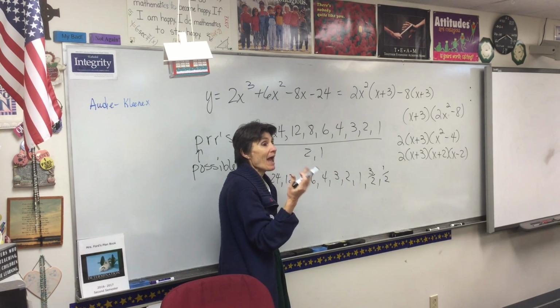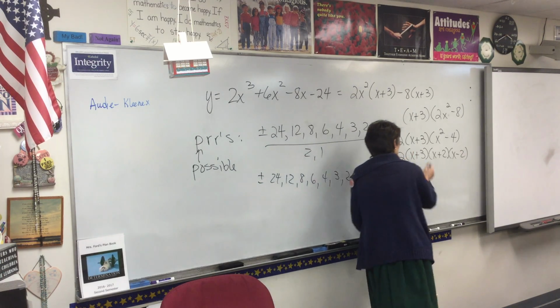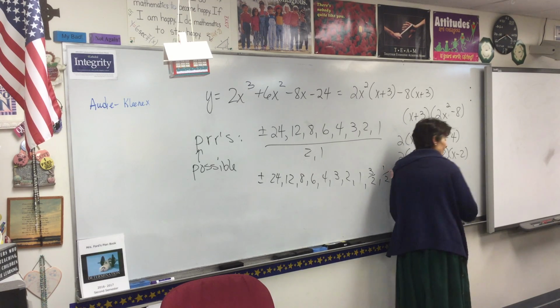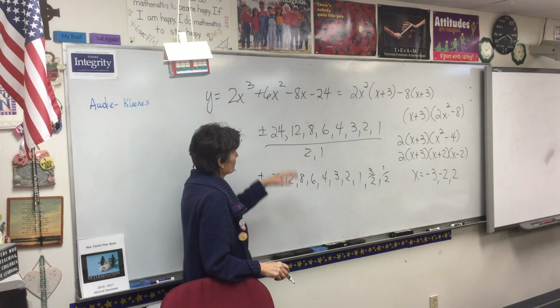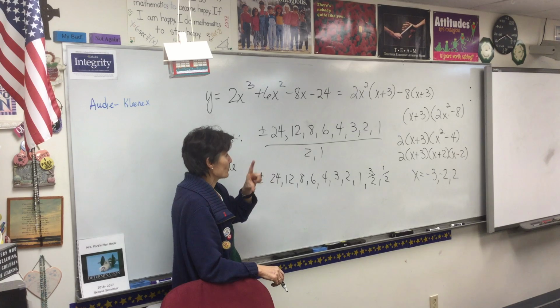Now, what are the actual roots? Remember, these were the possibilities. What are the actual roots? Negative 3, negative 2, and 2? Yeah. So you said 0. Why would you say 0? Because of the 2 out in front. No, there's no x there.